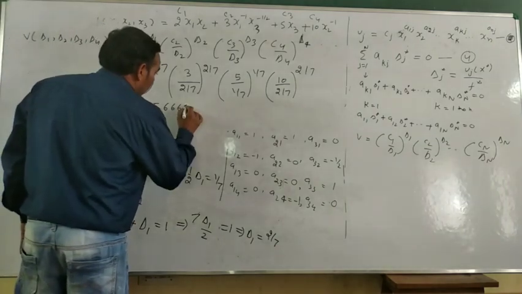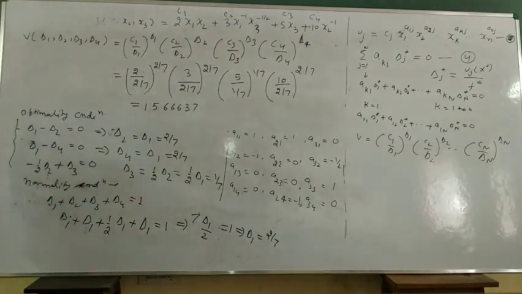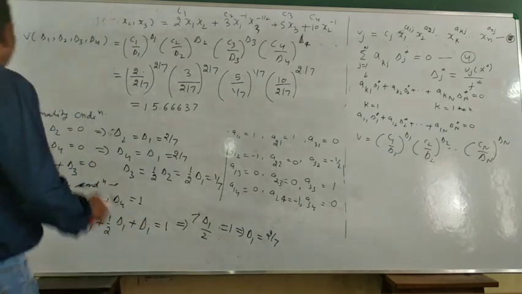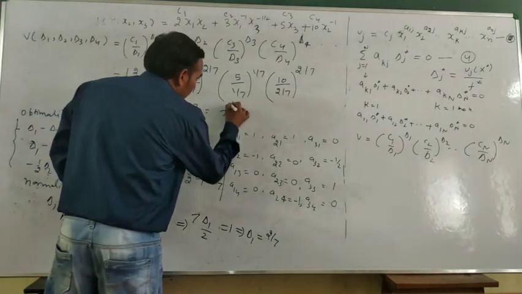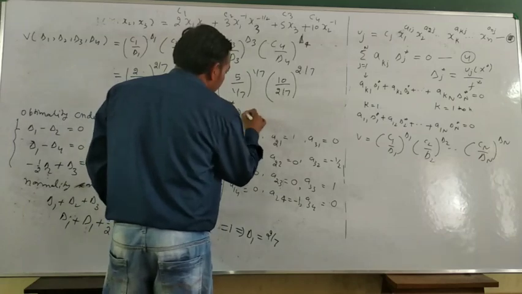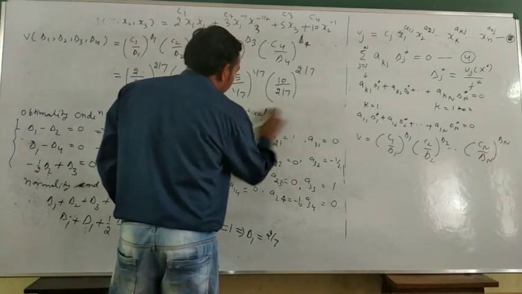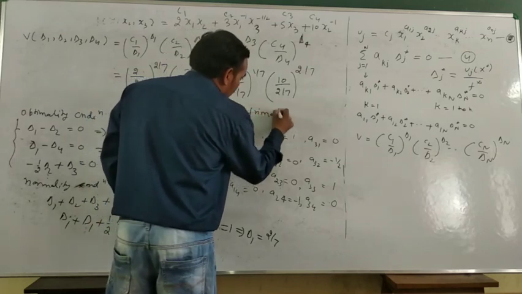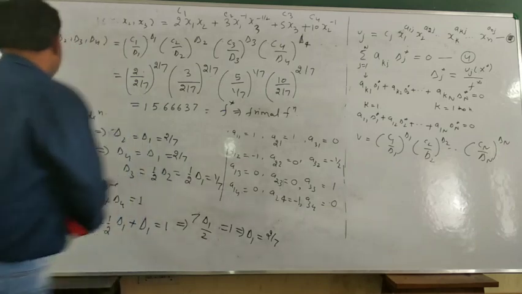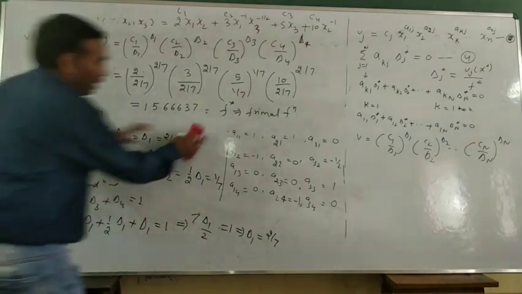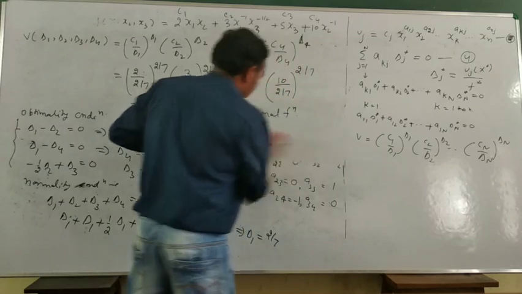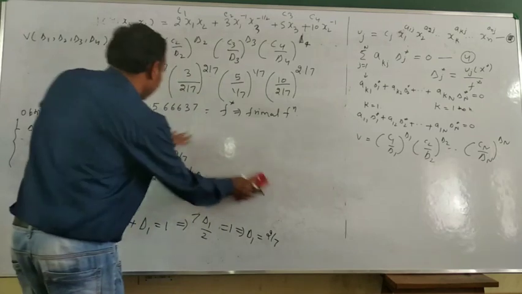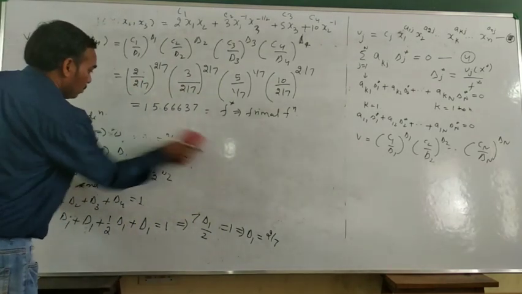That is equal to f star, which means the dual function equals the primal function. Now find the values of x1 star, x2 star and x3 star.